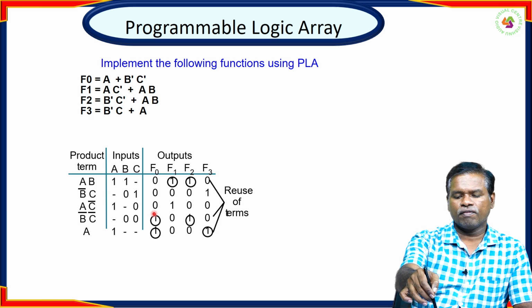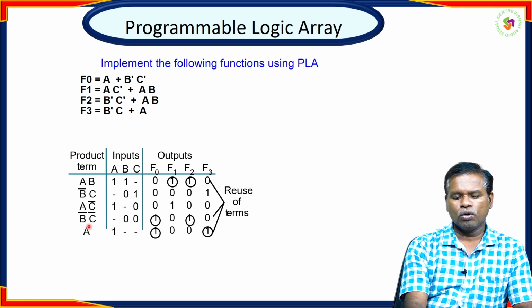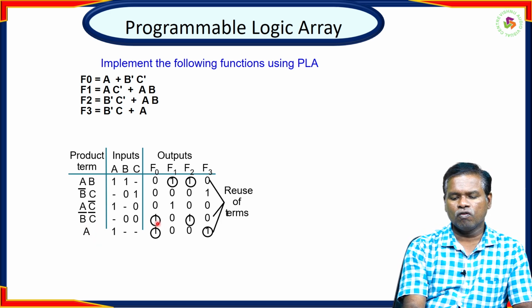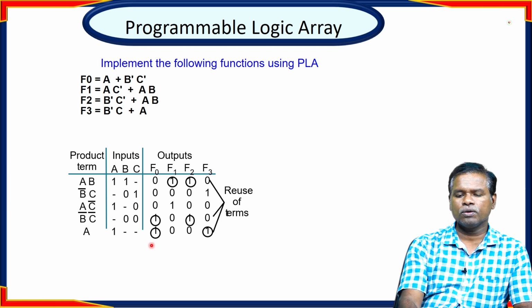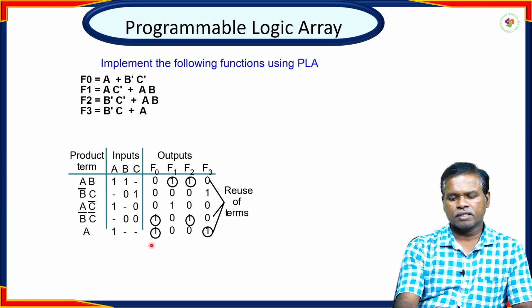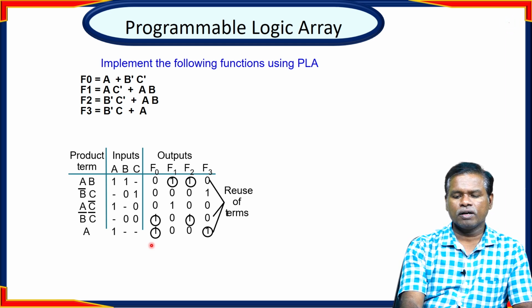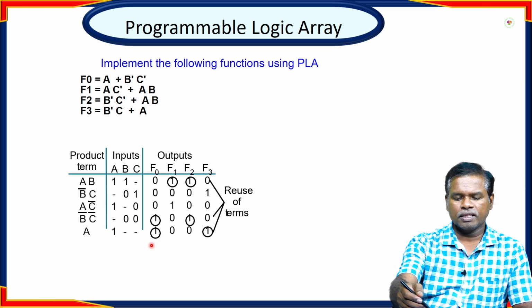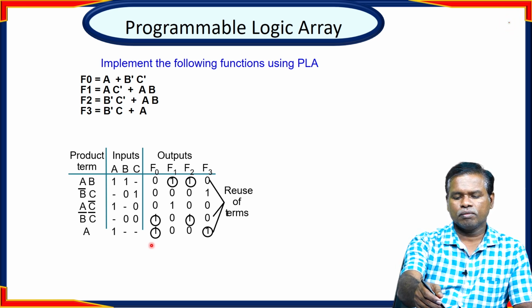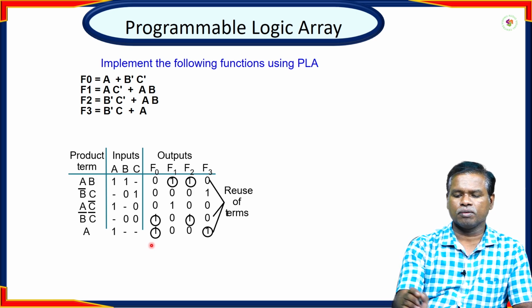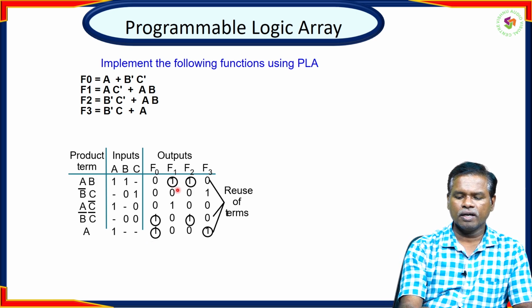So under the F0 column we have product terms 4 and 5, with 1s indicating that it is equivalent to A OR B dash C dash. Similarly, coming to the second function F1, we have 2 product terms, A C bar and A B. Those are nothing but the first product term as well as the third product term. So we have 1 corresponding to the first product term and 1 corresponding to the third product term.